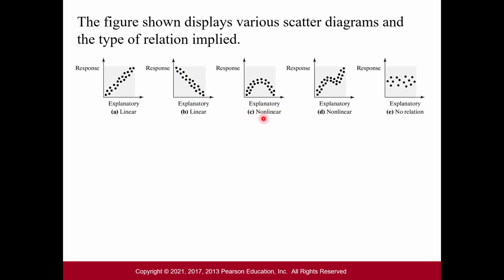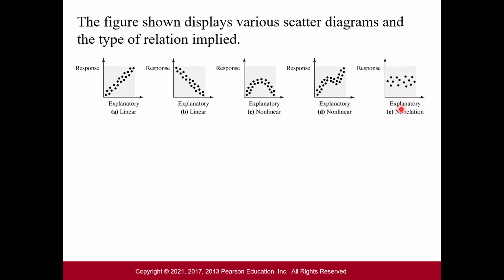Letter C here is nonlinear, as well as D, because it's not a linear relationship. As the explanatory variable increases, so does the response variable up until a point, and then the response variable starts decreasing. So this one's more rounded like that. Also D is nonlinear because it doesn't have a linear relationship. We go up with the explanatory and response, but then the explanatory is still increasing, moving right, but the response variable is decreasing, and then it changes again.